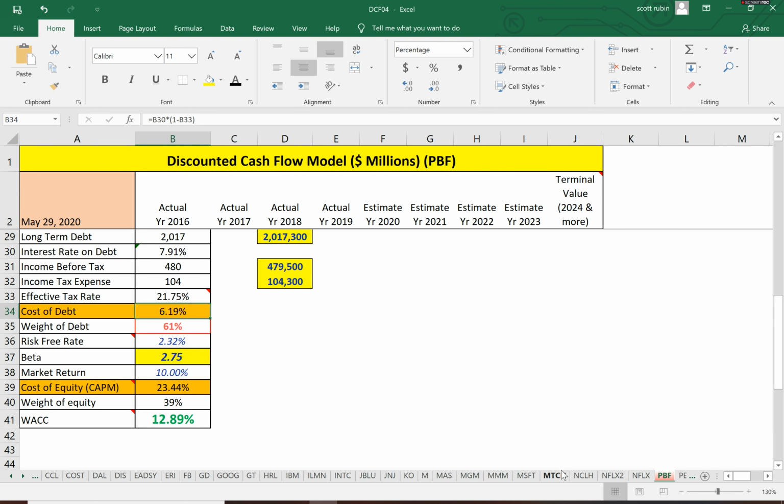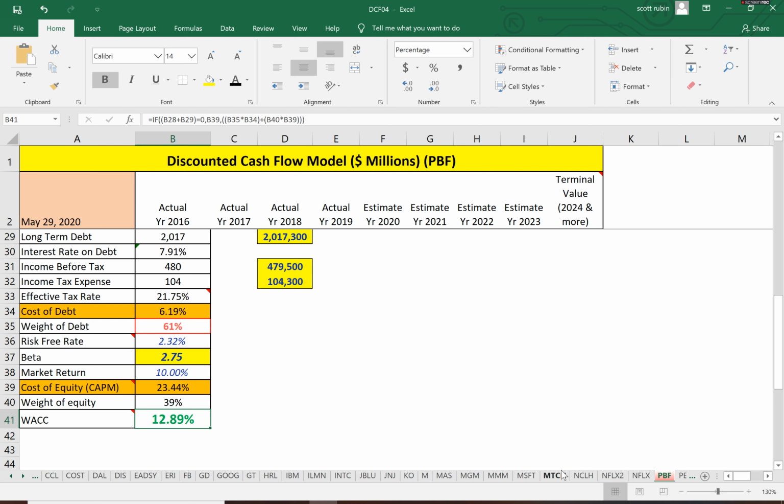Equity is more expensive than debt because equity sits lower on the capital structure of a company, therefore it's more risky. So in the event of a default, debt holders are paid before equity holders. Now 12.89% is the price PBF pays to obtain financing. So PBF needs to generate above that percentage in profit a year to add value to its investors.